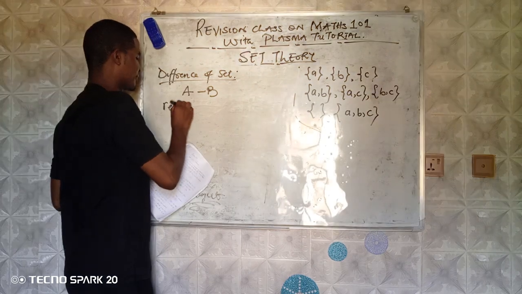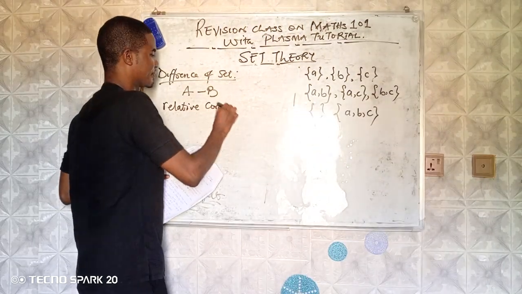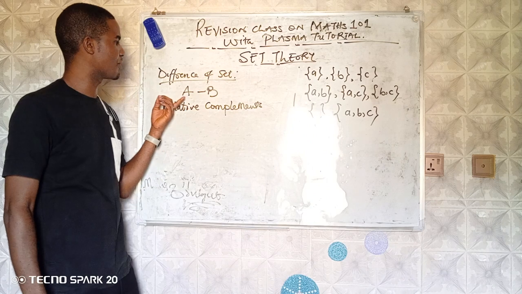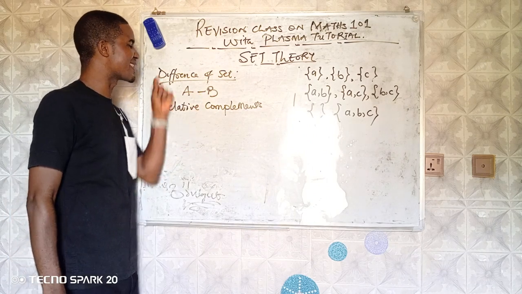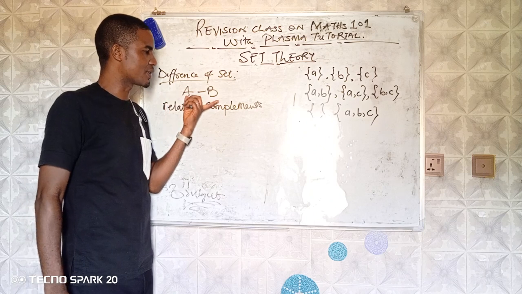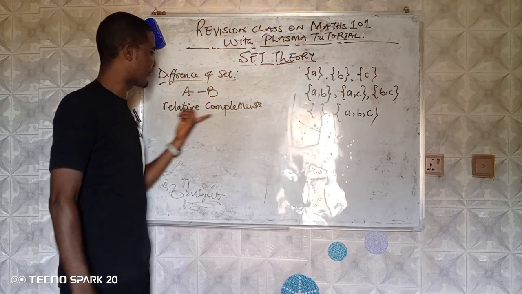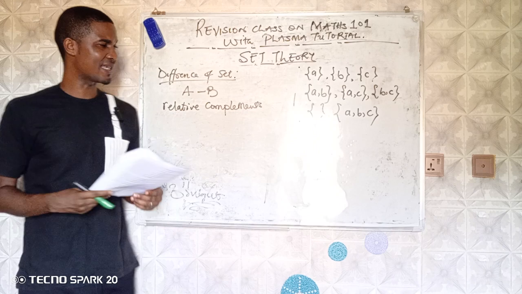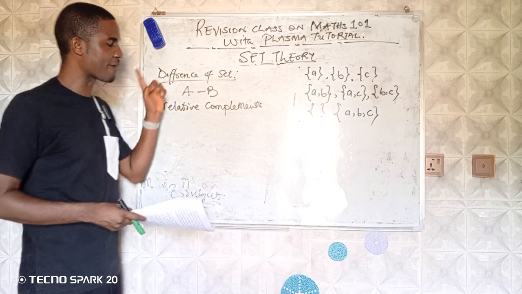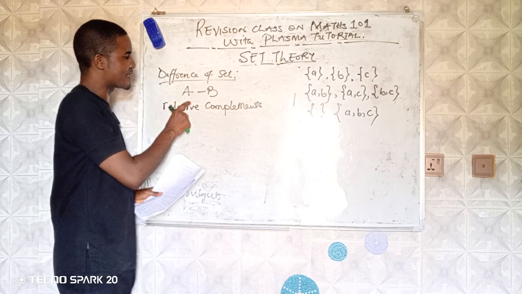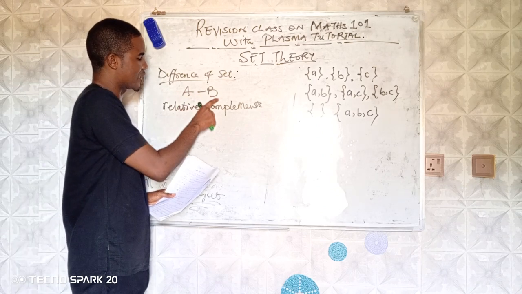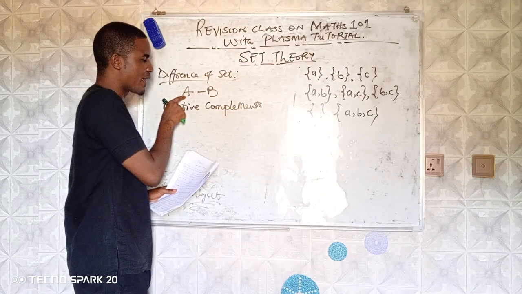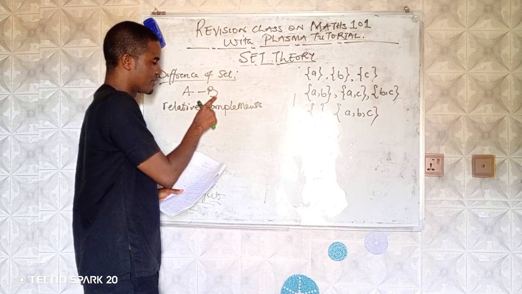Note that relative complement. So in an exam, I can ask you what is the difference, what is A minus B? I can ask you what is the relative complement of A minus B? So difference of sets and relative complement are the same. So let's see from the definition what we really mean by difference of two sets. When you're talking about difference of two sets, you will make reference to one of them. So if I say A minus B or A difference B or A relative complement of B, I mean elements that belong to A, but they are not found in B.